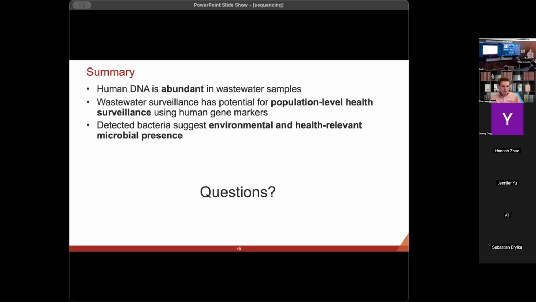I think my main takeaway is that human DNA is abundant in wastewater samples. There is a lot of human biological material in wastewater, like skin cells, hair, bodily fluids, and from what I read, it usually overwhelms microbial signals. Wastewater surveillance is very important because it has potential for population-level health surveillance using human gene markers, but also if we exclude human reads, maybe more successfully than I did, we can look at the bacteria and microbes that are there and maybe make some conclusions based on that.